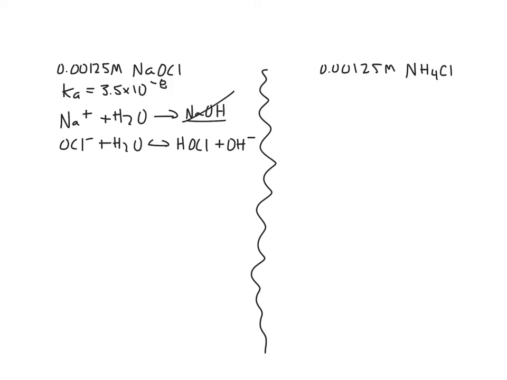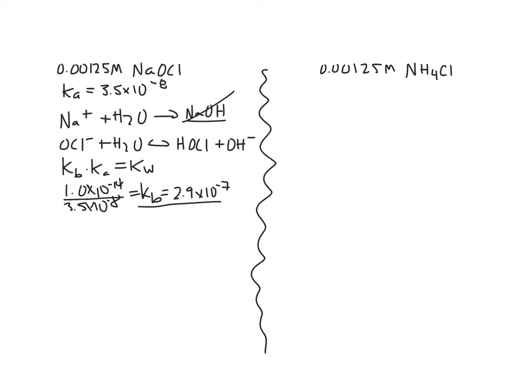But remember, we know that Kb times Ka should equal Kw. So we can use what we know, specifically the Ka, and solve for the Kb. These two numbers, when multiplied, should equal 1.0 times 10 to the negative 14. So when we do that, we take 1.0 times 10 to the negative 14th and divide by my Ka value, which is 3.5 times 10 to the negative 8, I end up with my Kb, which is 2.9 times 10 to the negative 7. That is my Kb value, and it's what I'm going to use to consider equilibrium.